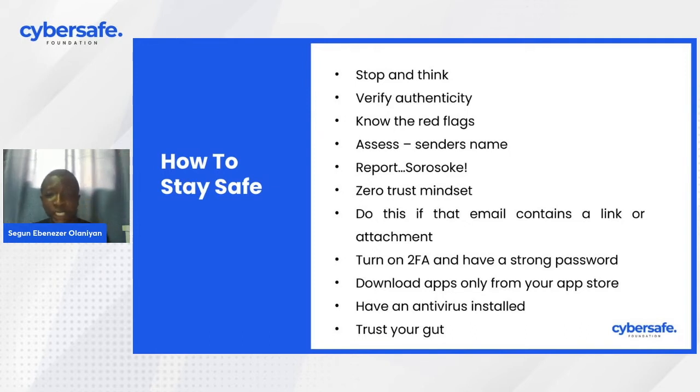So do this if that email contains a link or attachment. These are the following things you should do if that email contains a link or attachment. Turn on 2FA. 2FA means two-factor authentication, and have a strong password. Download apps only from your app store.